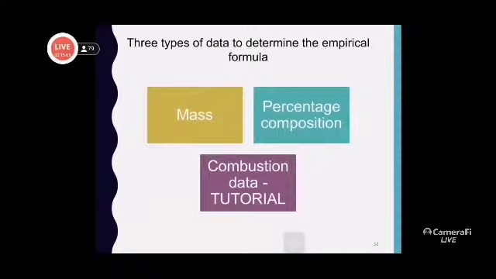Kenapa? Pasal lepas ni you nak buat mole, right? Kalau nak calculate the mole, maknanya you kena ada mass, kan? Kena ada dalam bentuk gram tu. Alright. Okay, and then carry on. For combustion data, it will be discussed during tutorial class.